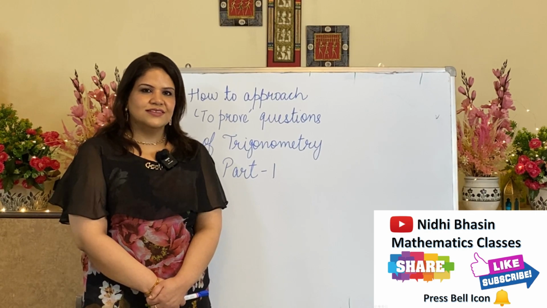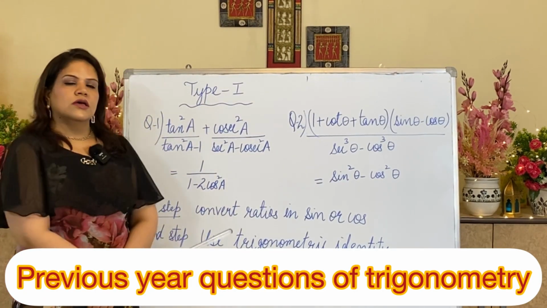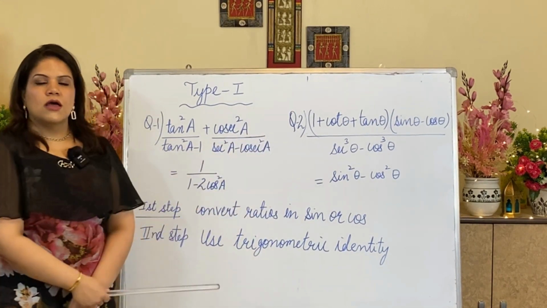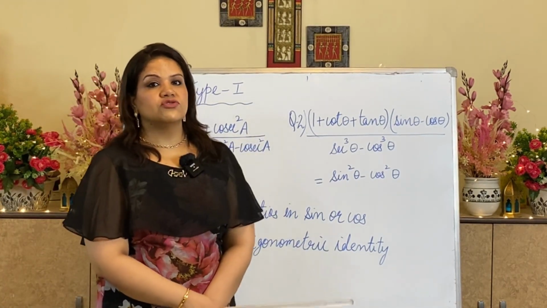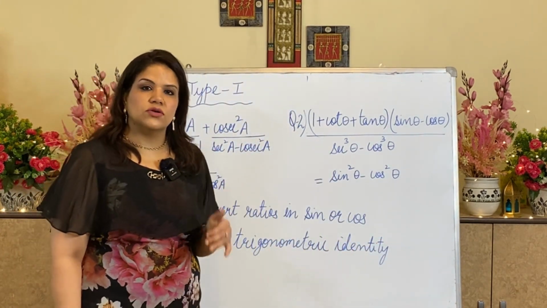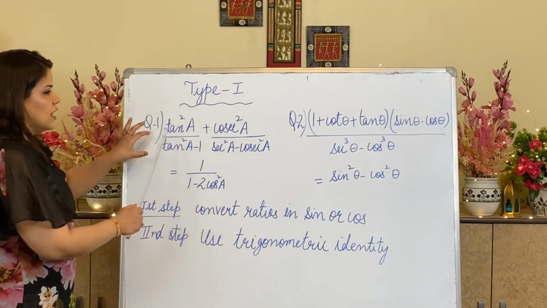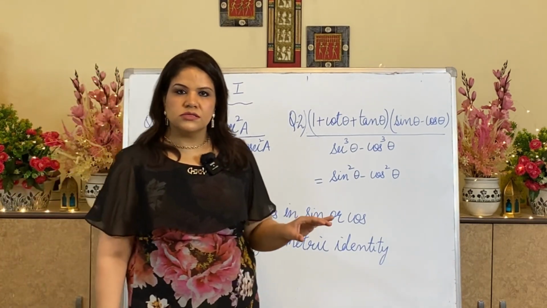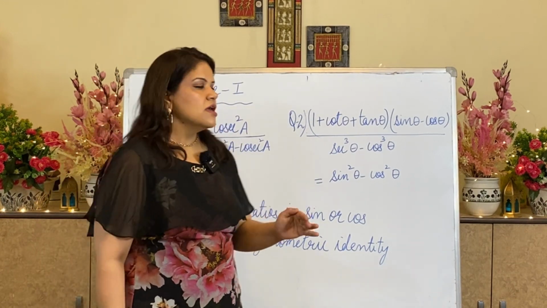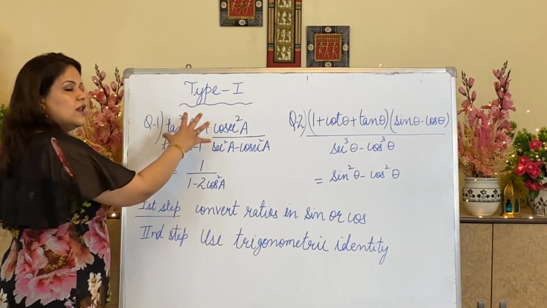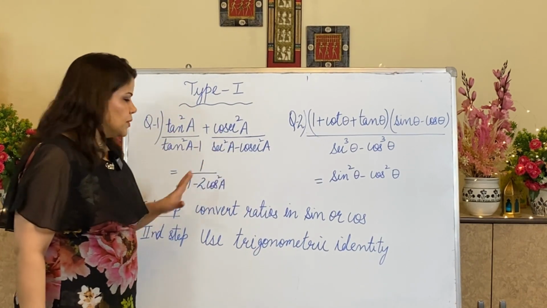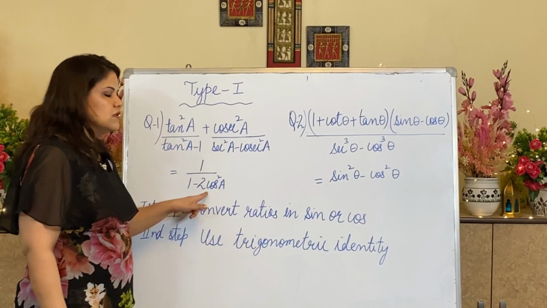So let's get started. The first type is when I look at these questions, the first thing which should strike my mind is, can I convert these ratios into sine or cos ratio? Can I write any value in terms of sine and cos? That should be my first approach towards the identities, in which I have left hand side in tan, secant and cosecant, and my right hand side is in cos.